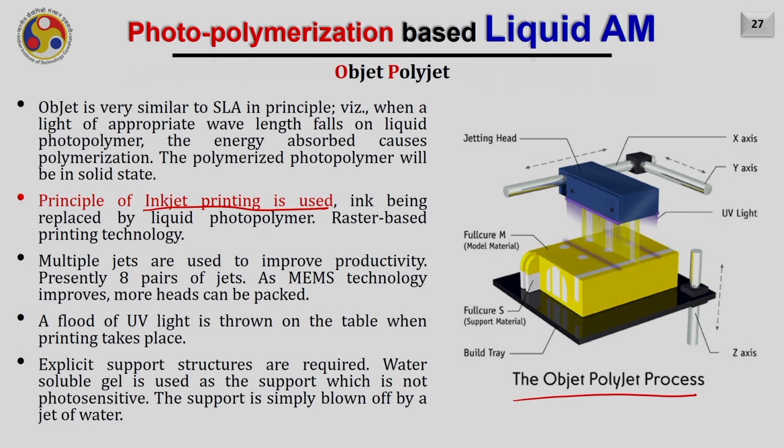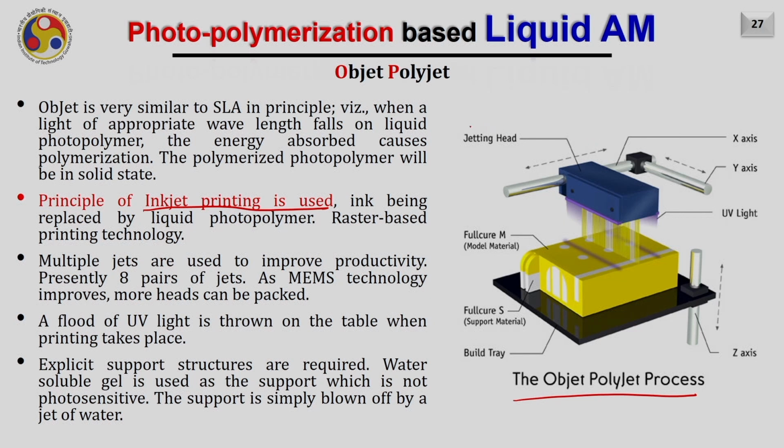Multiple jets are usually used to improve the productivity. Presently, in this case, 8 pairs of jets are used. As MEMS technologies improve, more heads can be packed in a very tiny space. And a flood UV light is thrown on the table when printing takes place. Explicit support structures are of course required here, and a water-soluble gel is used in this case, which is not really very photosensitive, and the support is simply blown off by a jet of water.